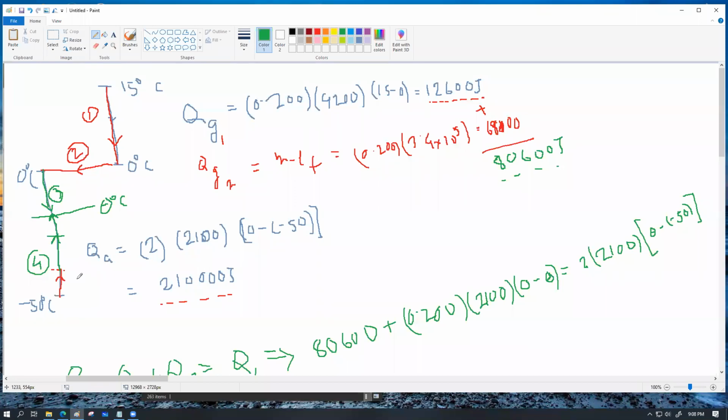Sir, but some of the water does get converted into ice, doesn't it? All of the water will convert into ice, not some. Oh, yeah. The entire 200 grams.